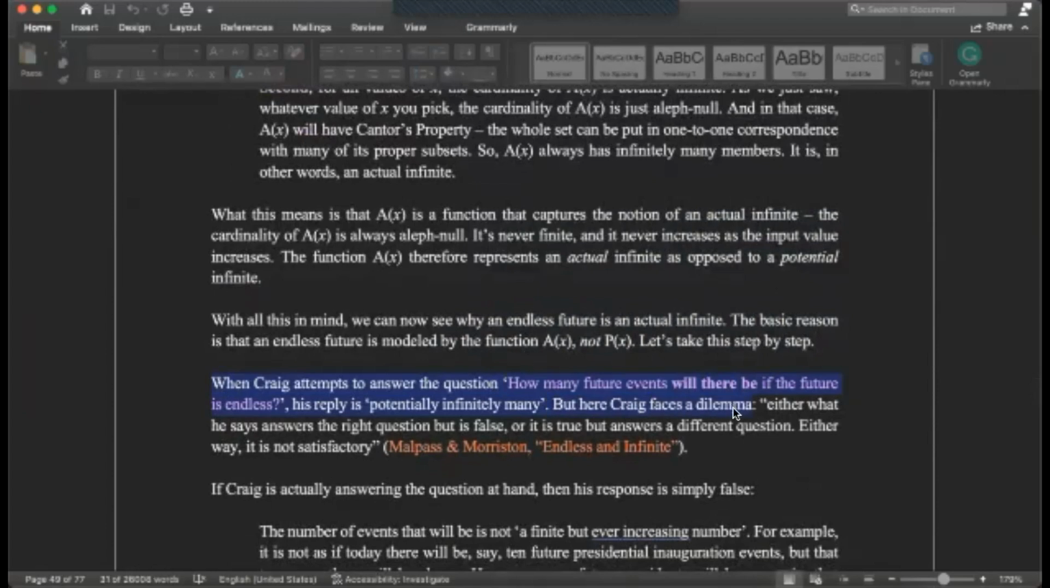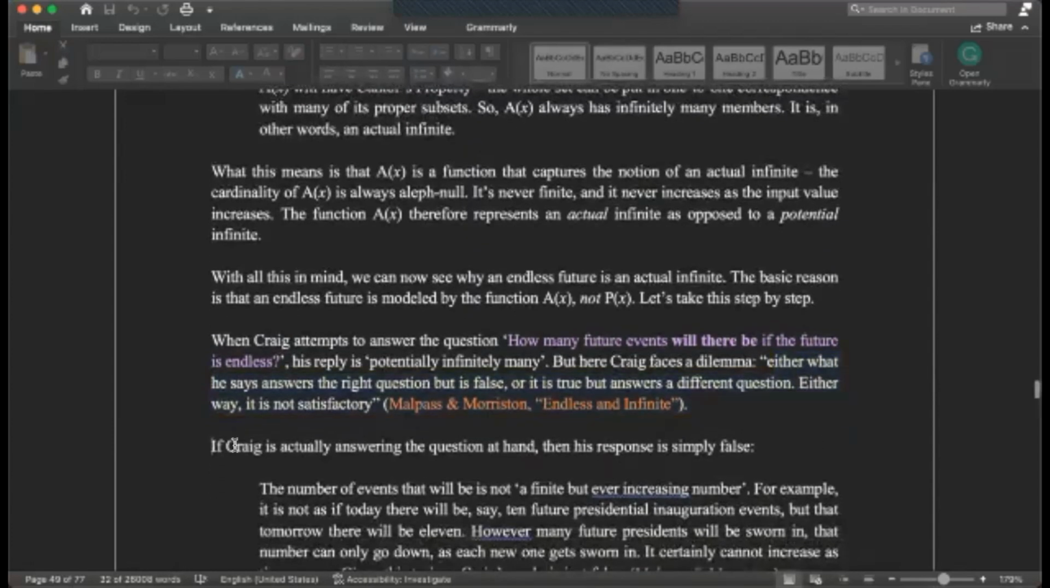But Craig here faces a dilemma, as Malpass and Morstan point out in their paper, Endless and Infinite. Either what he says answers the right question but is false, or it's true but it answers a completely different question. Either way, it's not a satisfactory answer. So if Craig is actually answering the question at hand, then his response is simply false. The question at hand is how many future events will there be if the future is endless?